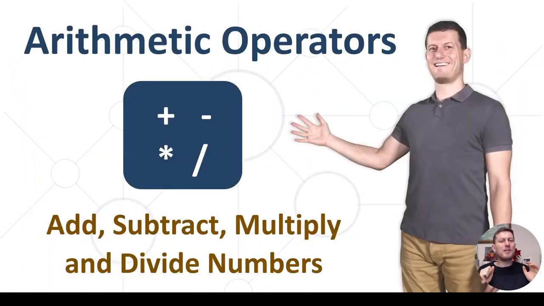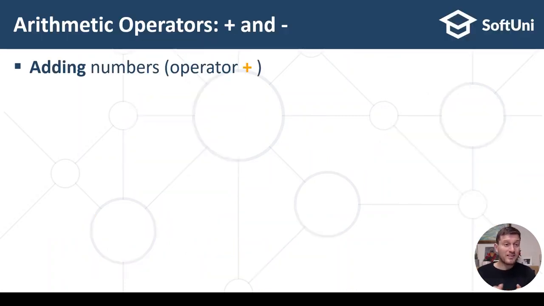Let's talk a little bit about the operators in Java, and more precisely about the arithmetic operators, which implement arithmetic calculations. I will explain the operator plus for adding numbers, minus for subtracting numbers, asterisk for multiplying numbers, and slash for dividing numbers, and percentage for calculating the remainder of division, the modulo. So let's start with adding numbers, which is the simplest operation. It is implemented through the operator plus, like this.